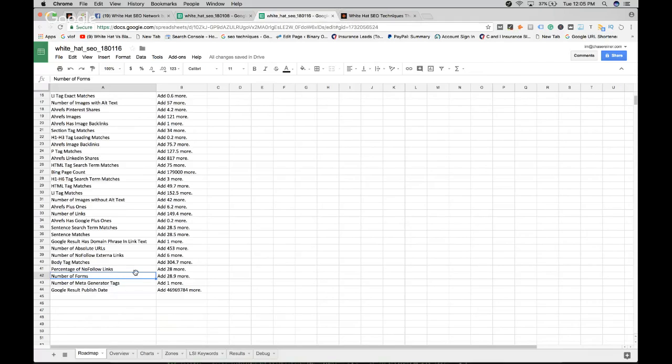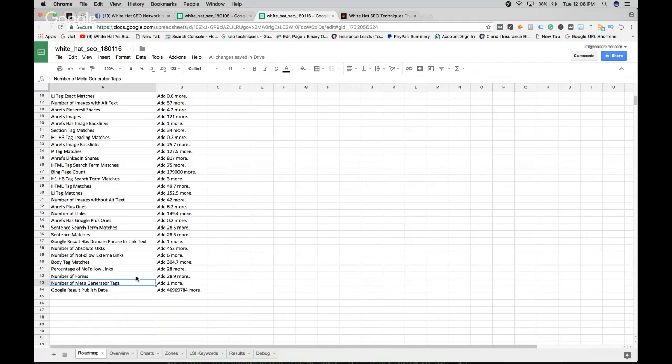What are these two, Ted? Number of forms, number of meta generator tags. So forms is web forms on the page. So if it's an insurance site, that might be your quote calculator, your loan payment calculator, things like that.